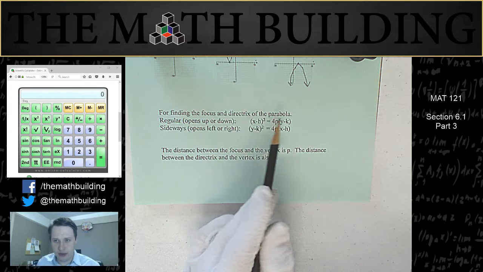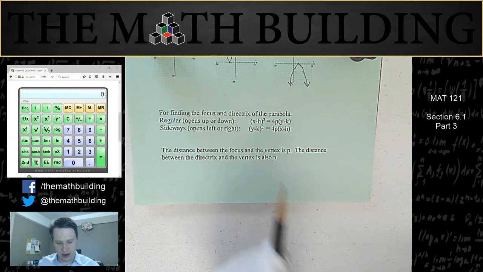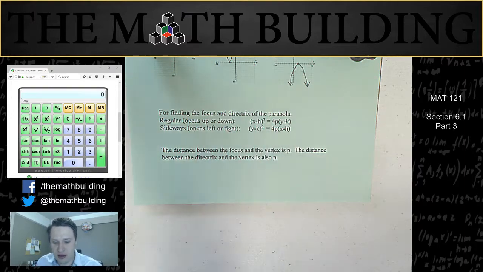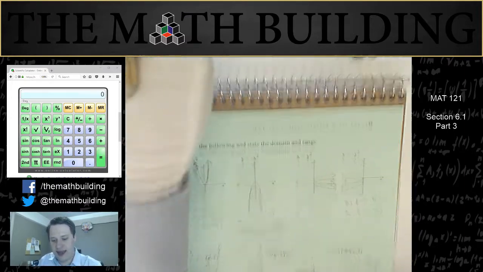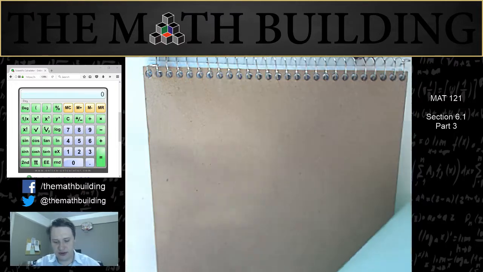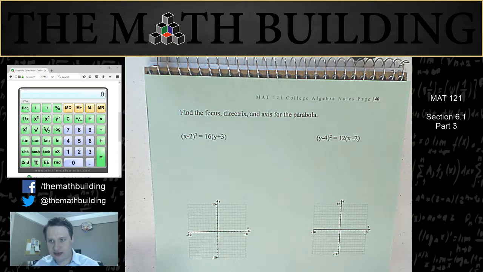Have this handy while we do the example so you can see how we use this line to graph the parabolas. So again, the key is going to be figuring out what p is from this 4p thing. So let's actually look at an example, and then I think you'll get a hang of how to do this. It says, in this example, find the focus, directrix, and axis for the parabola.